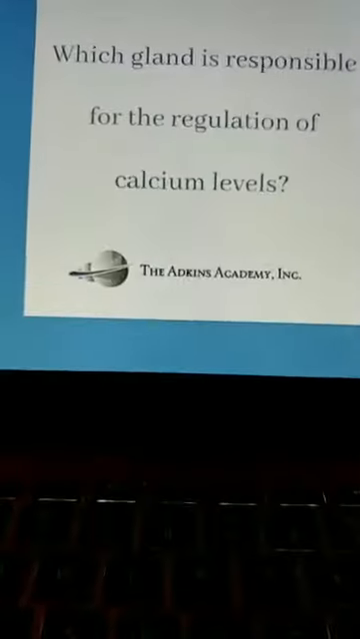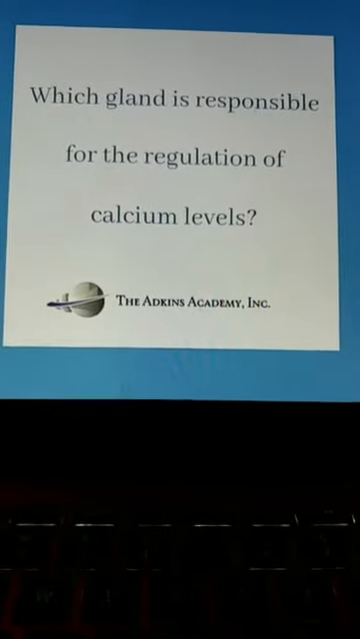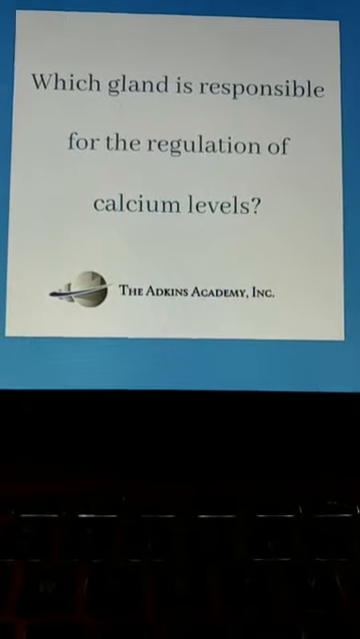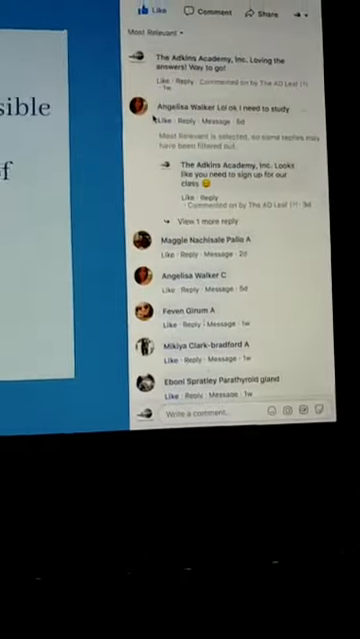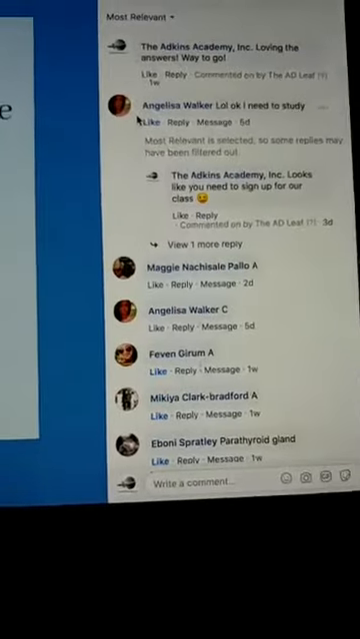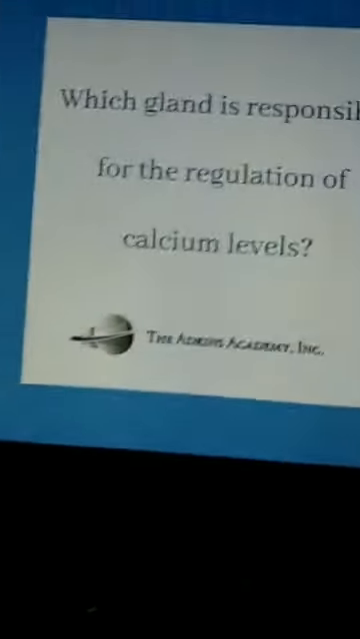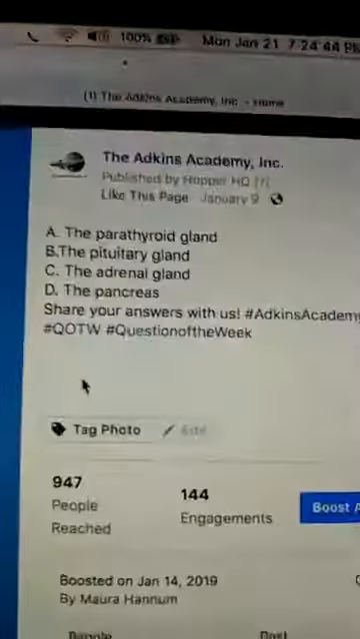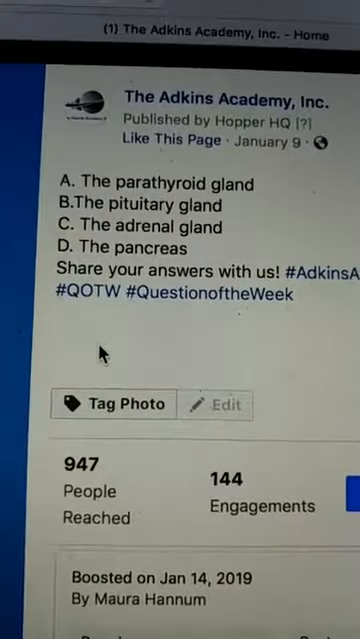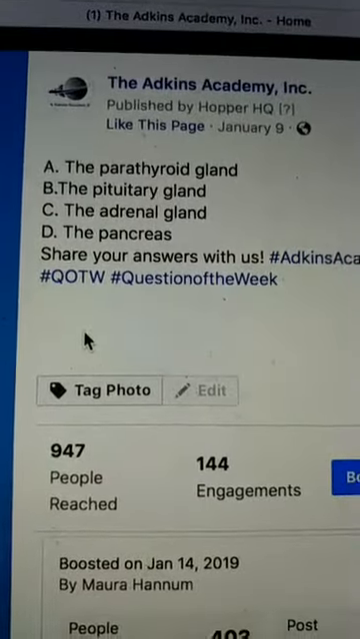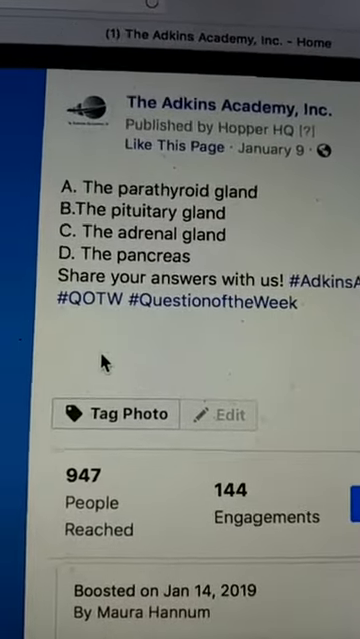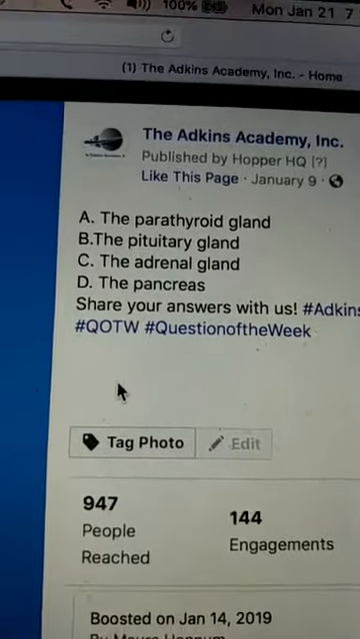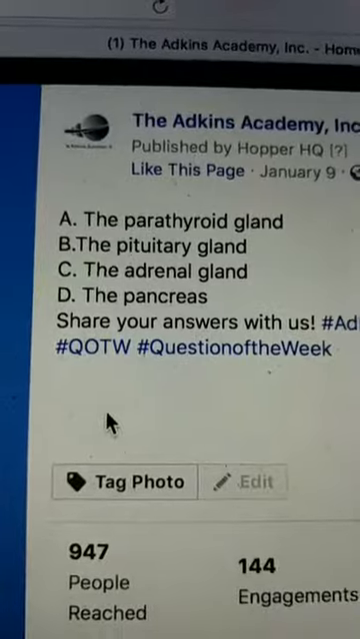Let's take a look at one of the questions we had, which is: which gland is responsible for regulation of calcium levels? We had several answers, several people chimed in, maybe A, maybe C. The answer choices were the parathyroid gland, the pituitary gland, the adrenal gland, or the pancreas. We can break some of these down really quickly. In terms of this, certainly the parathyroid gland is what we're talking about.